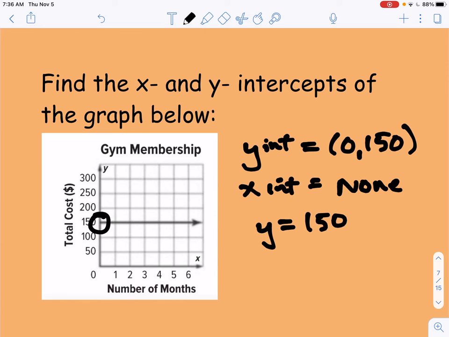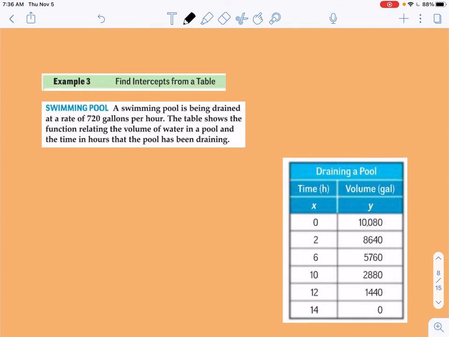So no matter what x is, if x is 1, 2, 3, 4, y is always 150. And that looks kind of like one of those lines that we looked at before. All right, so now the last thing we're going to do today is look at how we find x and y intercepts from other visual and equation forms.